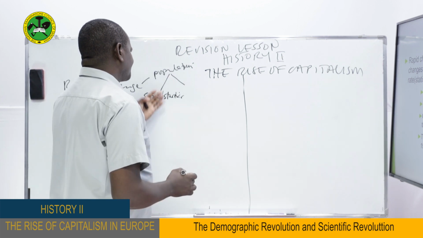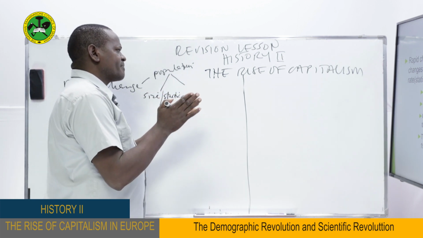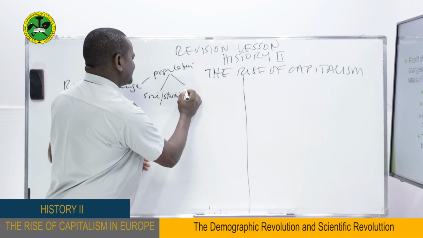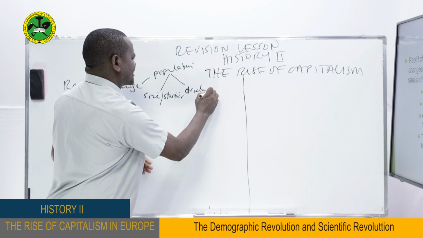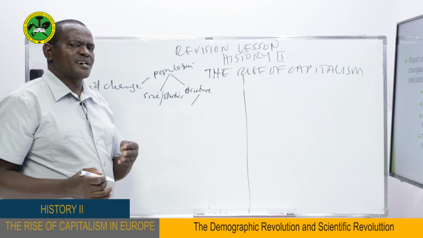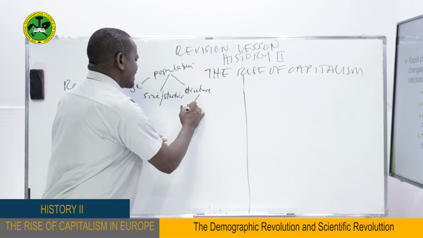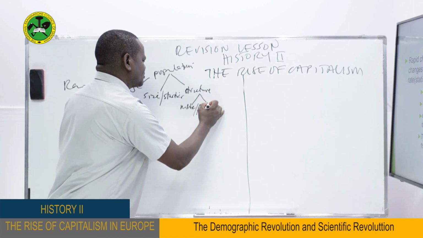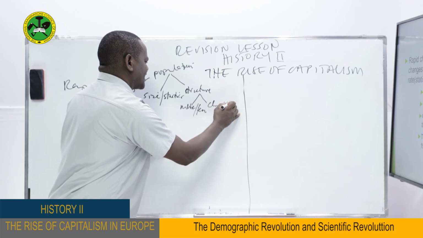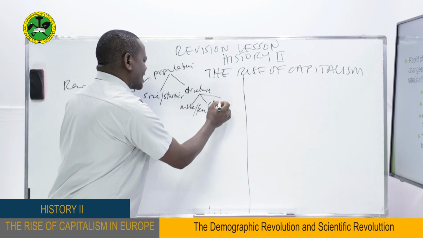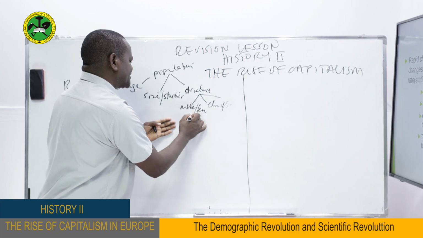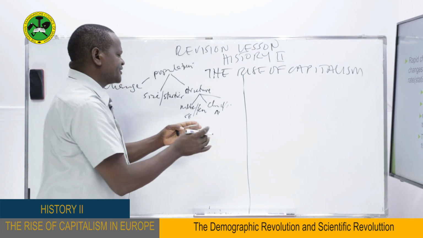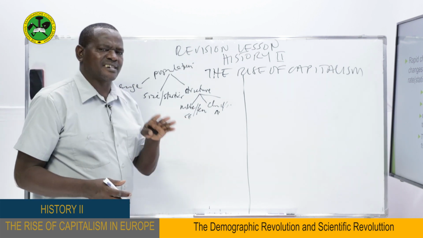And the second population change that we consider as part and parcel of demographic revolution is the change in structure. In structure here, my dear students, we are referring to, let's say, male and female. We also refer to children and adults. We are also referring to other things. So here we can consider sex, and here we can consider age, and so on and so forth. This is what we call the change of population in terms of structure.